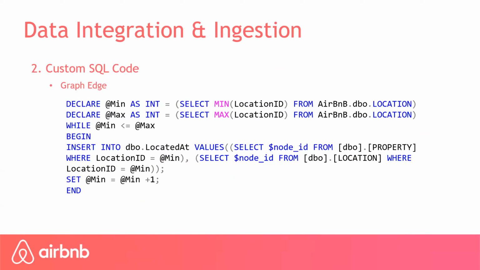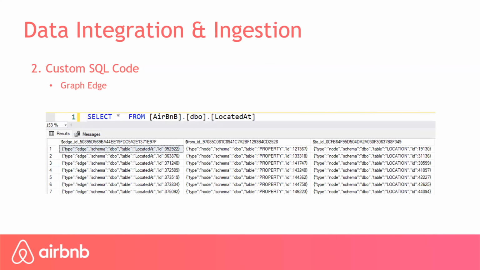Moving on, for connecting all the nodes, we had one table, a graph edge table, that was located at table. In order to go ahead and actually connect both of the tables, connect all the rows that were relevant, we use a custom SQL code where we are using some part of a dynamic SQL and a while loop in order to connect both the tables, both the nodes with the edge. This is how it looks. This is how our located at table looks in our database.